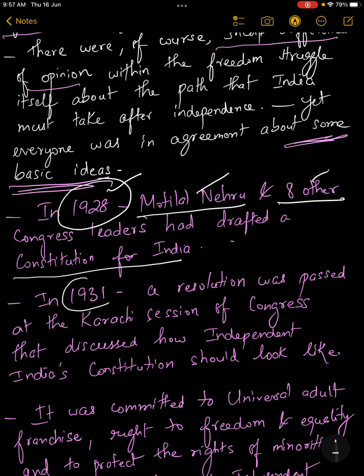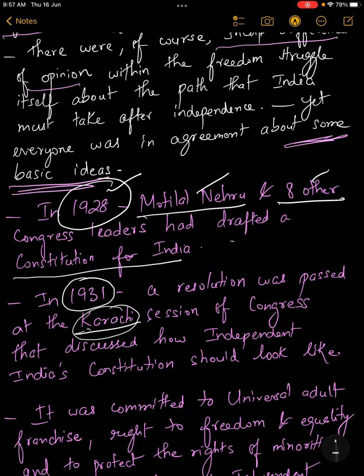Then in 1931, when the Indian National Congress's session was happening in Karachi, which is today in Pakistan, there was a discussion between the Congress leaders on how independent India's constitution should look like. What values should it reflect? What beliefs should it reflect? How will the political institutions look like? How would a democracy look like? Should we even be a democracy? All those kinds of discussions. Right? So this happened in the Karachi session of the Congress in 1931.